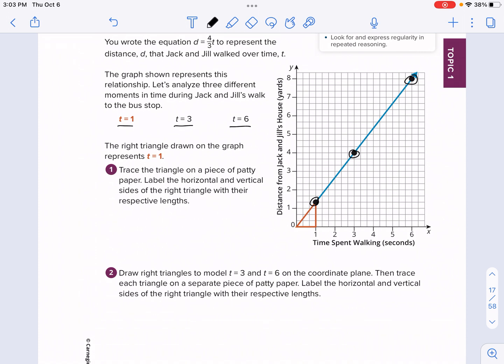This says trace a triangle on a piece of patty paper and label the horizontal and vertical sides of the triangle with their respective lengths. Yeah, I mean, we could do that, but I'm going to trace this here because it's a little bit easier for me because I'm using the device. But I'd like for you to draw a triangle. It's not perfect. Try to draw this triangle. It's similar. Right here.